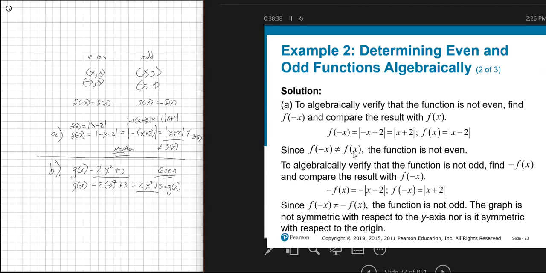So it does not equal f of x. And the negative of f of x is the negative of the absolute value of x minus 2, which does not look like this one over here. So that's why it wasn't odd. So the graph is not symmetric with respect to the x-axis or the origin, and the function is neither even nor odd.